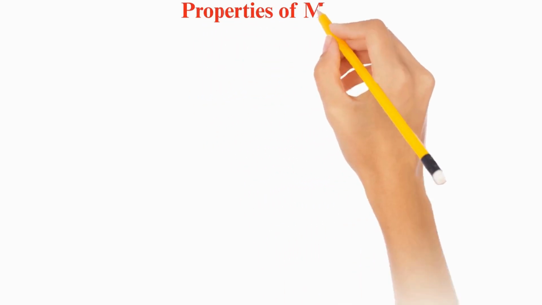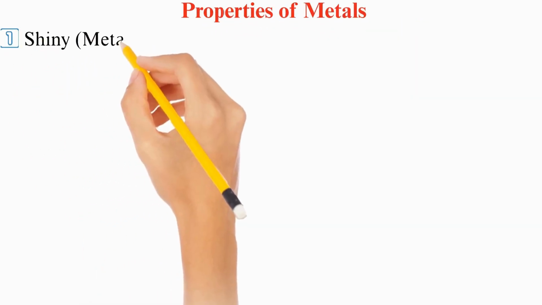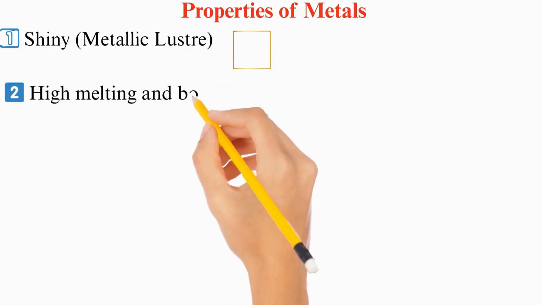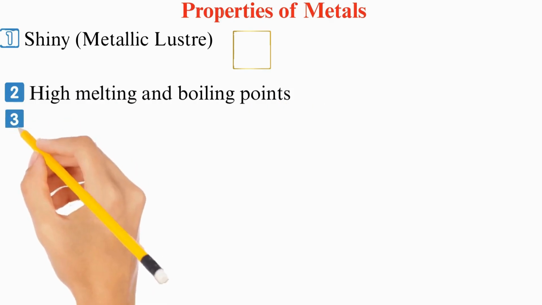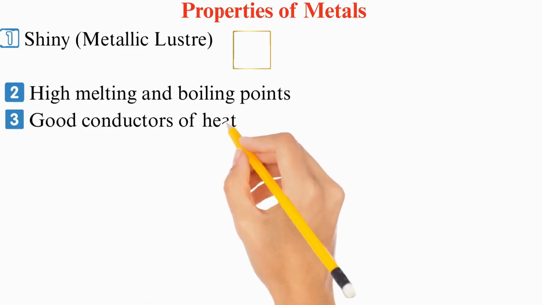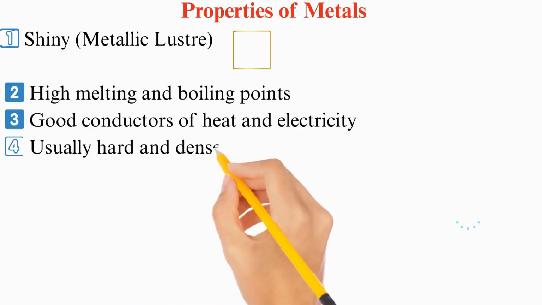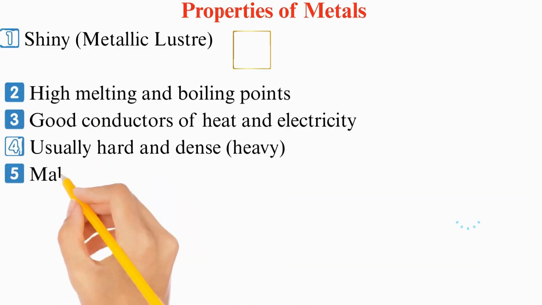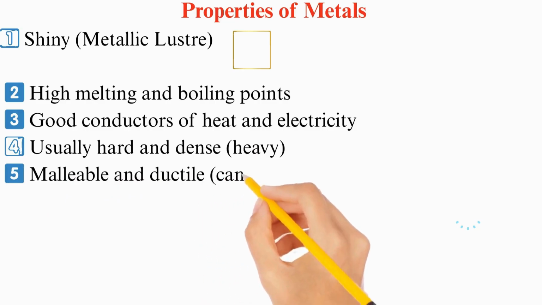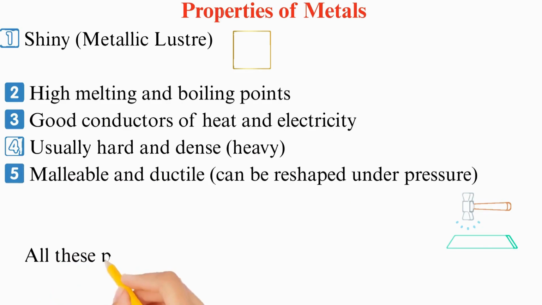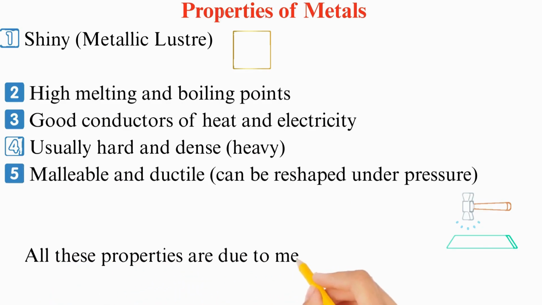Properties of metals: shiny, with metallic luster, high melting and boiling points, good conductors of heat and electricity, usually hard and dense, heavy, malleable and ductile, and can be reshaped under pressure. All these properties are due to metallic bonding.